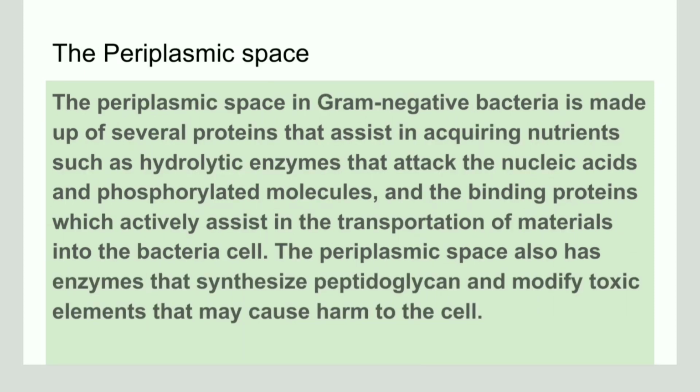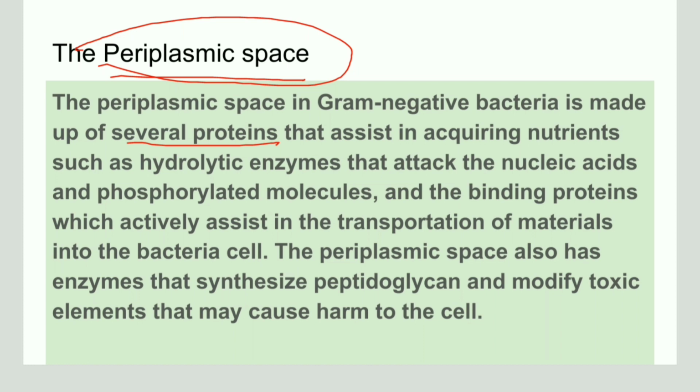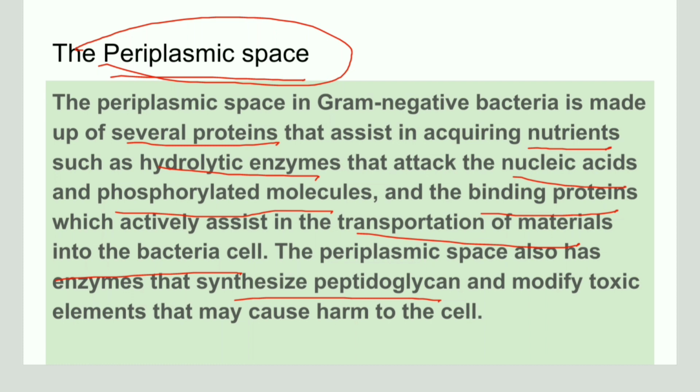So now we will discuss the components of a gram-negative cell wall. First is the periplasmic space. A periplasmic space in a gram-negative bacteria is made up of several proteins, and this assists in acquiring nutrients, such as hydrolytic enzymes that attack nucleic acids and phosphorylated molecules. It is also made up of binding proteins, which help in the transportation of several materials into the bacterial cells. They also have certain enzymes which synthesize the peptidoglycan layer and modify the toxic elements that cause harm to the cell. The periplasmic layer is thicker than in a gram-positive bacteria. This layer is made up of several proteins including binding proteins.